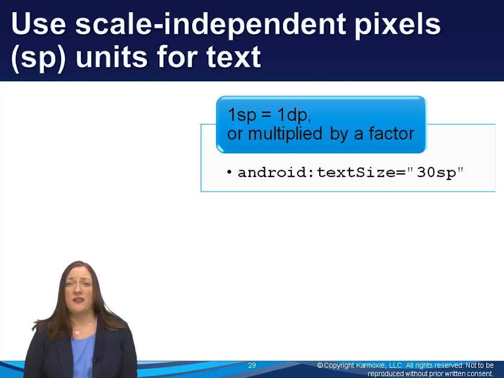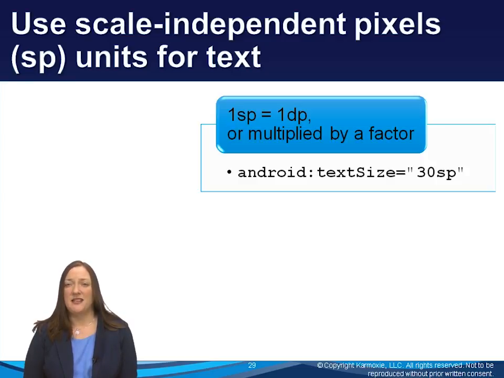When you're working with the size of your text, before we talked about DP, and that's fine, you can use DP, but you should really use SP and have awareness of what it does. 1 SP is equal to 1 DP, but it might be multiplied by a factor. So here we have an example where we're saying Android text size equals 30 SP.